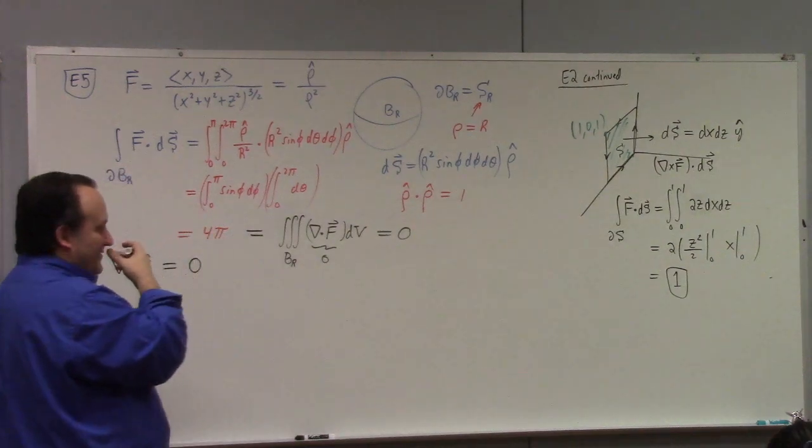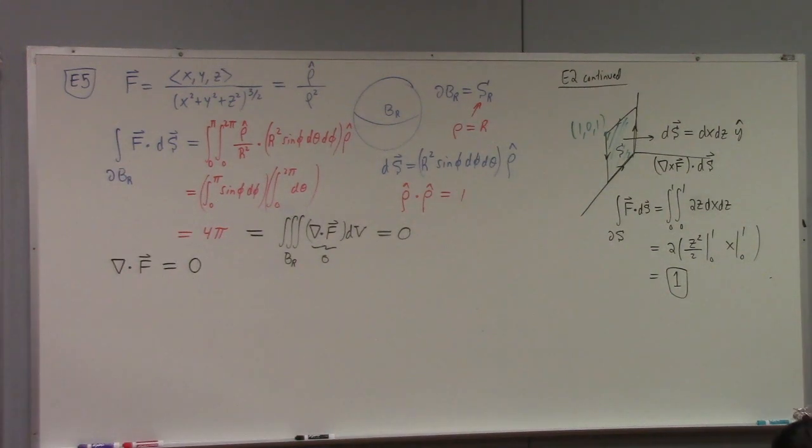Now, you probably see right through me at the moment, like, what am I doing? What's the cheat? Of course, 4 pi is not equal to 0. What's the rub? The origin. In this example, this vector field is not defined at 0. Domain matters.